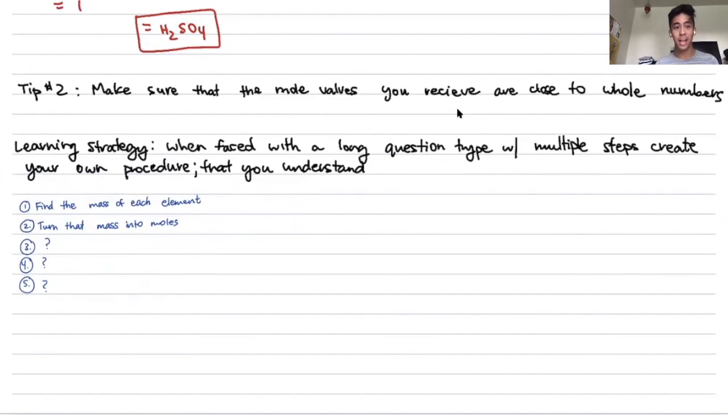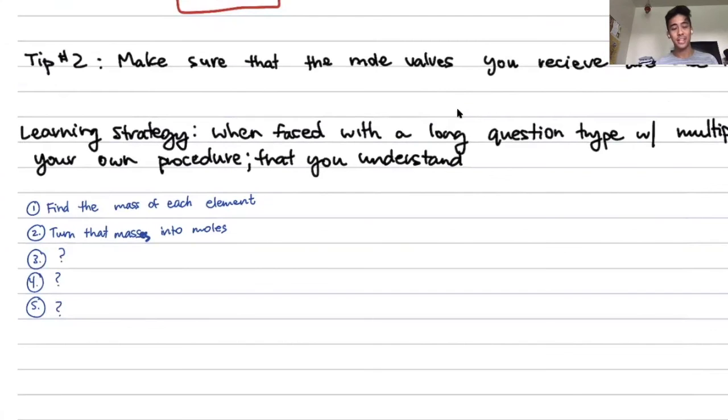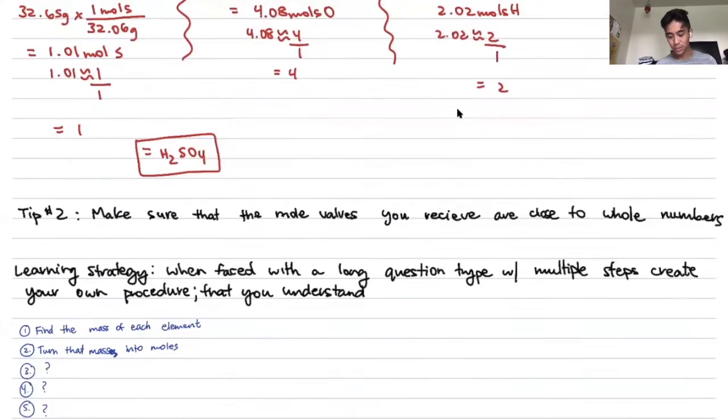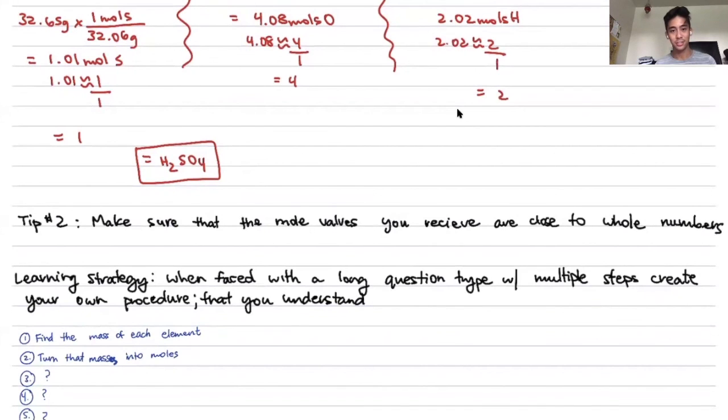So this is what I wrote, at least for the first two steps. The first step, when I find an empirical formula, usually I find the mass of each element, however that may be. Two, I would turn those masses into moles. And then so on and so forth. 3, 4, 5, however many steps you need. So yeah, definitely use that. Make your own procedure. Make it make sense to you, and I assure you that will help you in the long run when you're faced with much more complex questions. With that, I will see you in the next one.